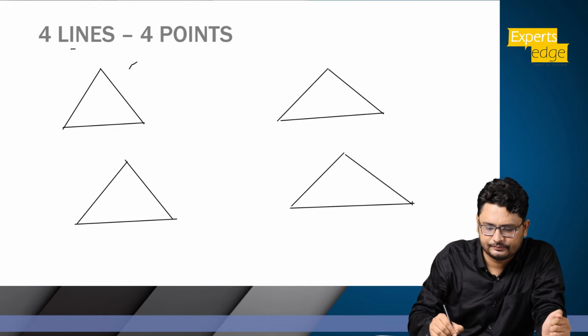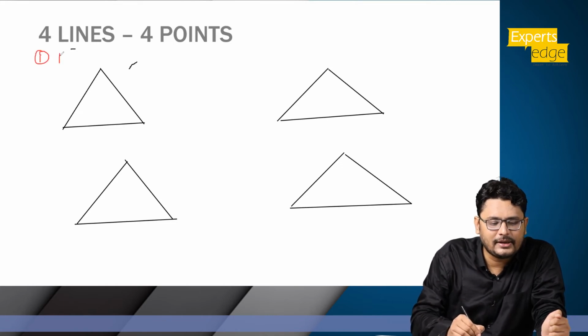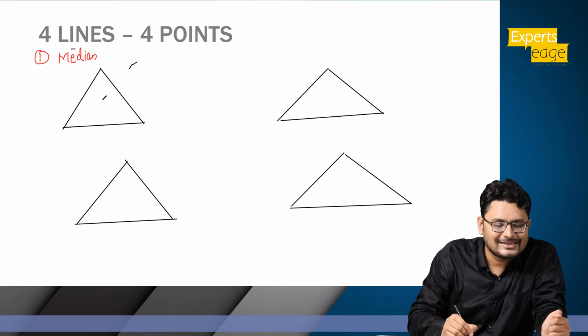Right, the first thing which we did in the last class is the median. What is the meeting point of medians known as? The meeting point of medians is the centroid, G. And what is the property of it? 2:1. Okay, this is the centroid.